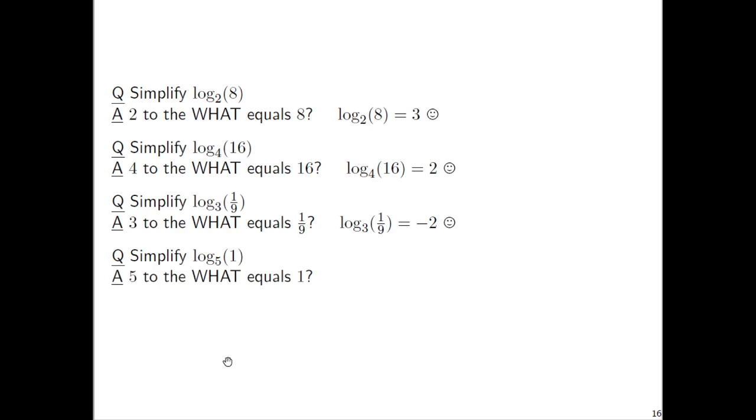And well, now answer the question, right? 5 to the what equals 1. This is a good review of exponent rules way back from the beginning of the semester. Well, it's 5 to the 0 that equals 1. So log base 5 of 1 equals 0.